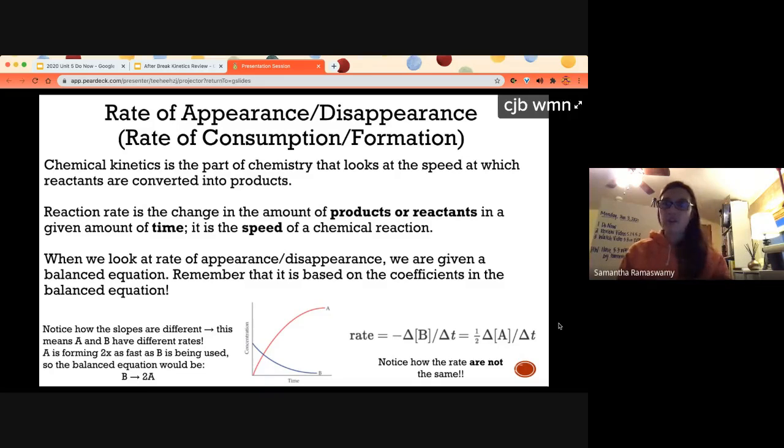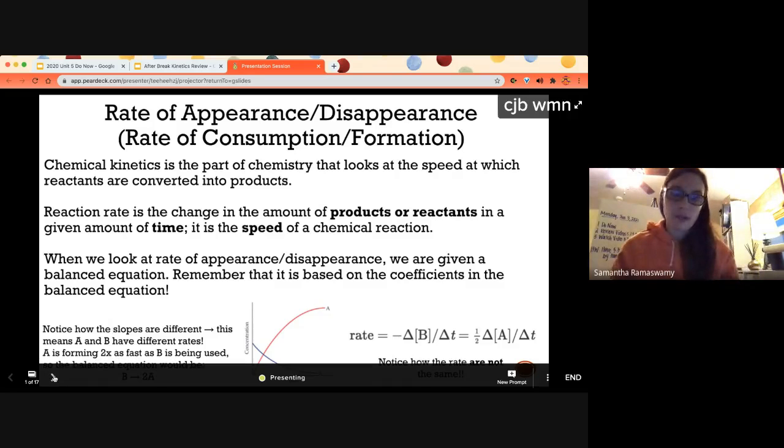That 1/2 could just be moved over in front of B to tell you that A is 2 times as much as B. So the biggest thing is remember that rate of appearance and rate of disappearance, you have to look at the balanced equation. You have to look at the coefficients.